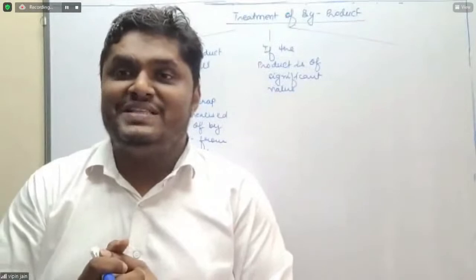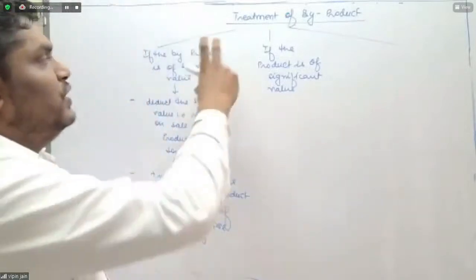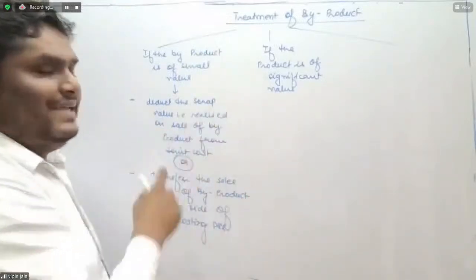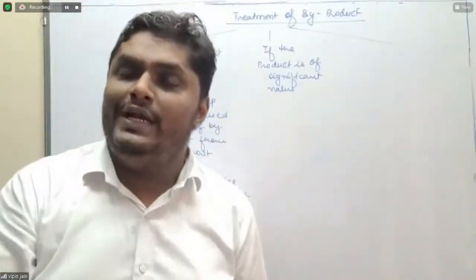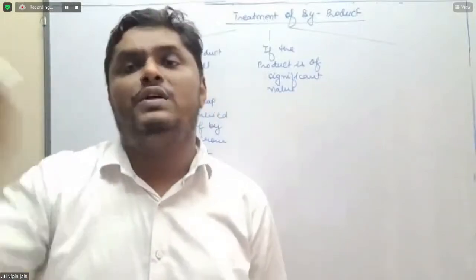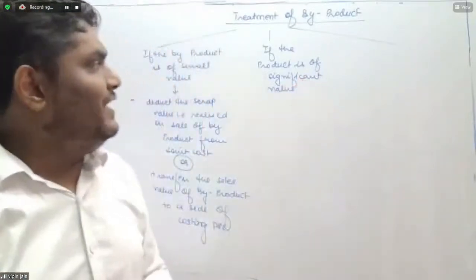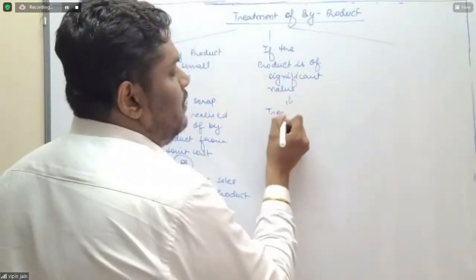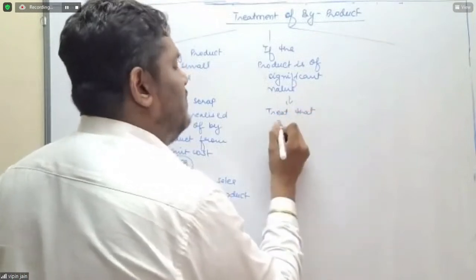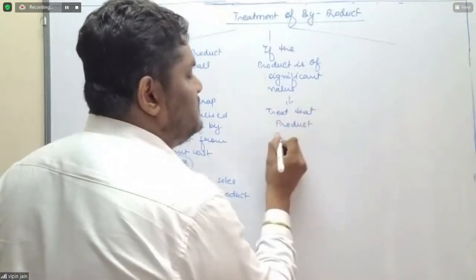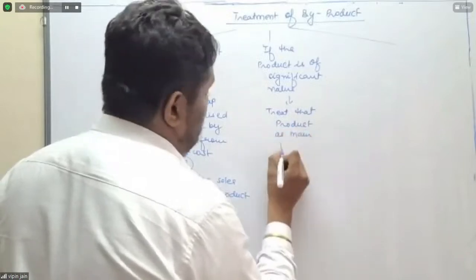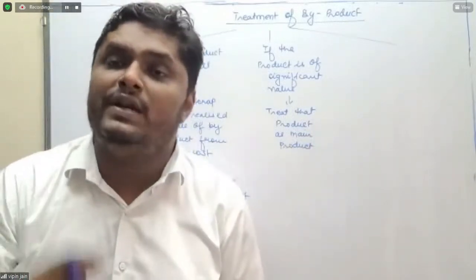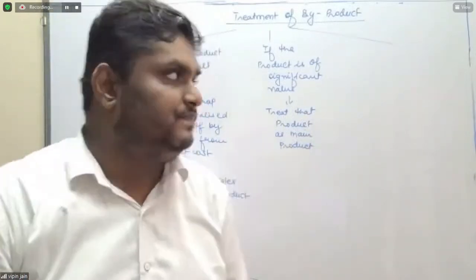Sorry for the technical disturbance, guys. Anyways, so discussing this part again, if the byproduct is of smaller value, deduct the scrap value realized from the joint cost, or transfer the amount received to the costing P&L directly. Now, what if the product is of significant value? So treat that product as main product. We will not treat that byproduct as the byproduct. We will treat that byproduct as main product.